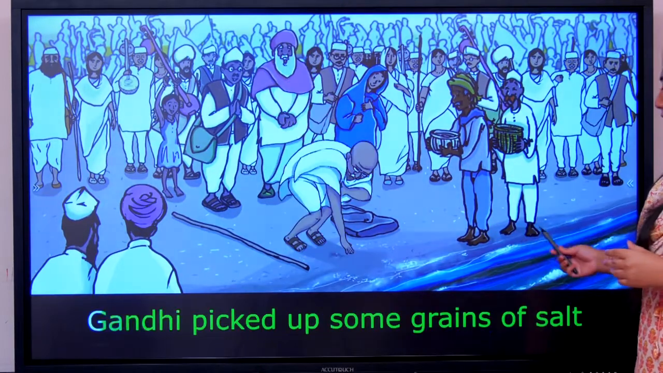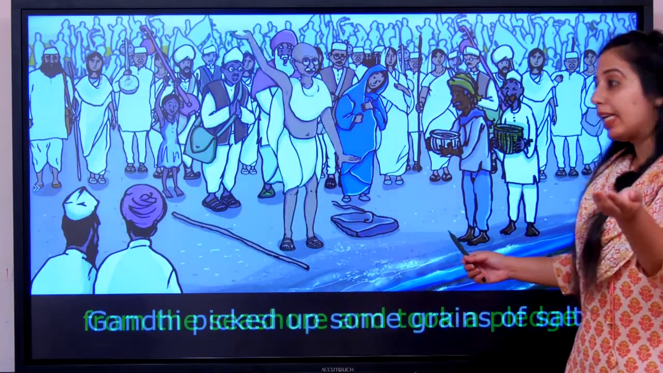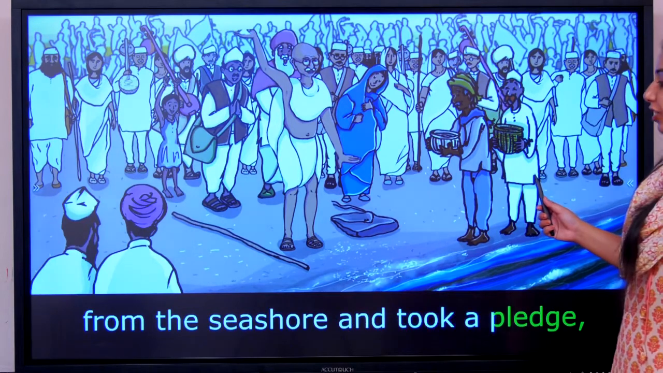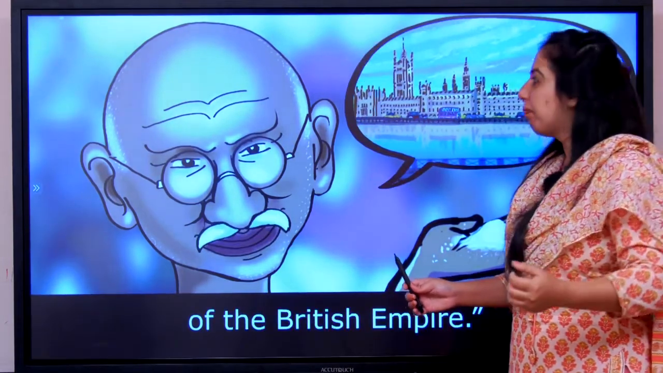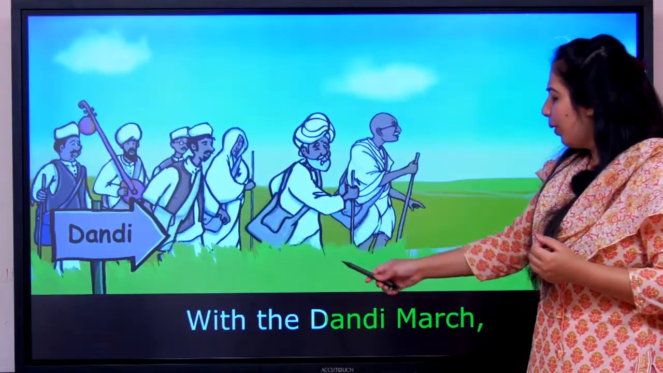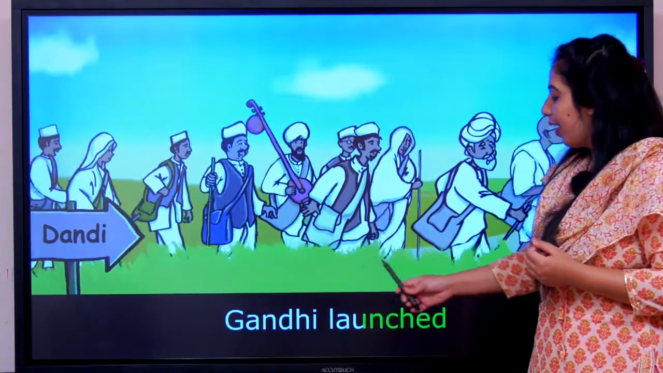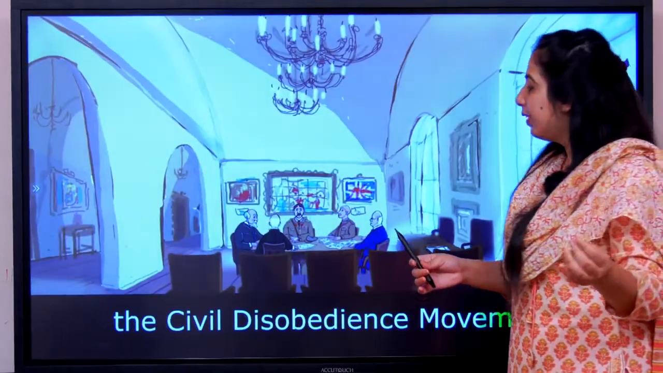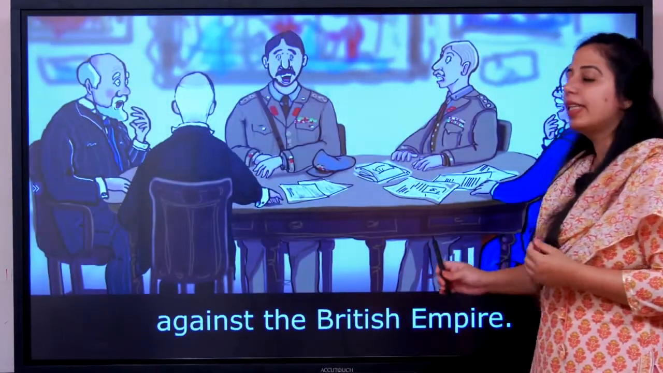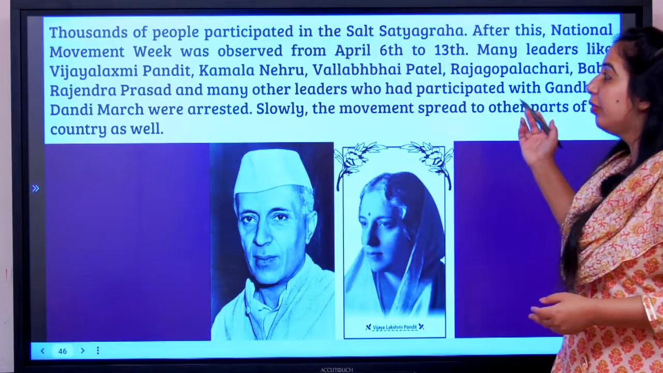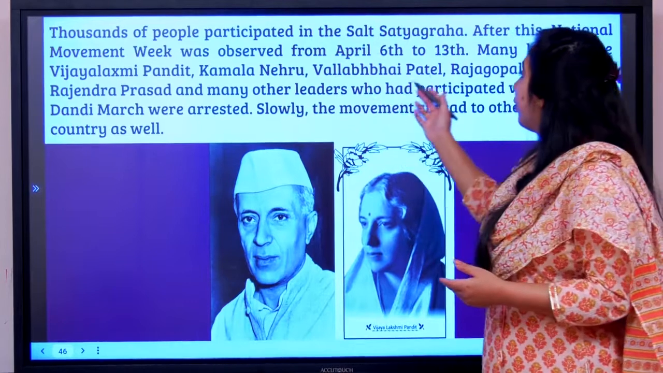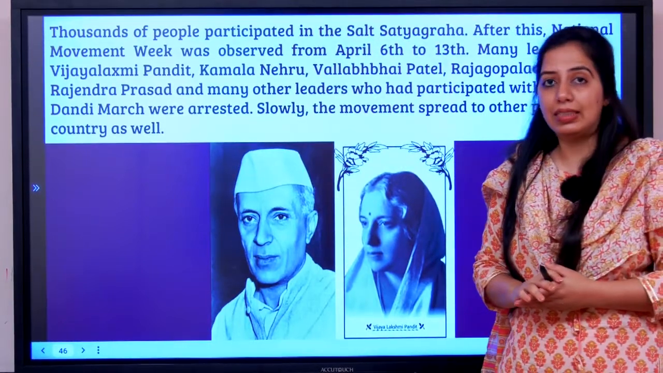At the end of the march, students, Gandhiji picked up the grains of salt and he took a pledge. What was the pledge? With these crystals of salt, I am going to shake the foundation of the British Empire. With the Dandi March, Gandhi launched the civil disobedience movement against the British Empire. So this salt satyagraha movement week was observed from April 6th to 13th.